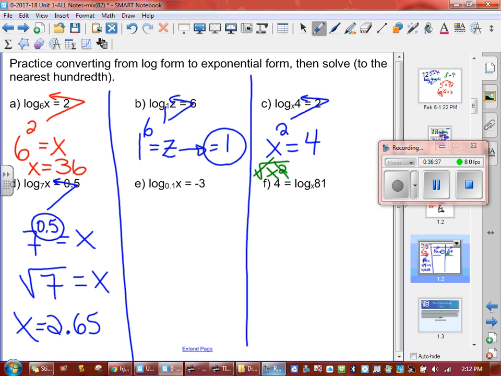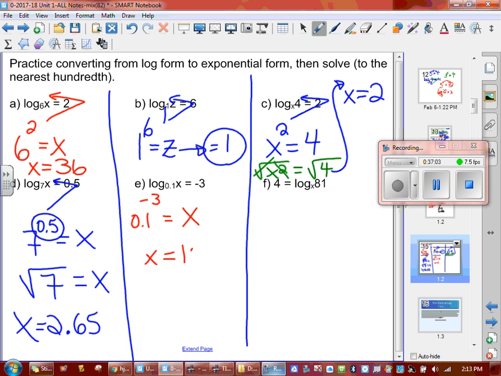Okay, working below on letter E, same idea. We're going to have 0.1 exponent negative 3 equals x, and you're going to type it in exactly as you see it, and you're going to get 1,000. Letter F, same idea. We're using the 7 rule. So x exponent 4 equals 81. Okay, the 7 rule only works if the value is on the right-hand side. So I'm just going to take the 4 and go equal 4 on the other side.